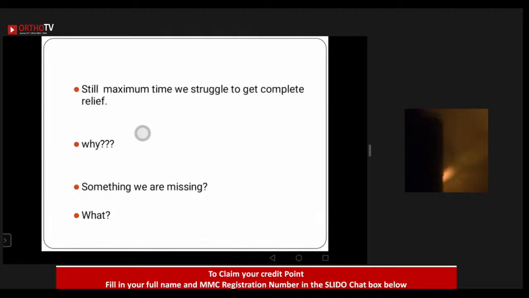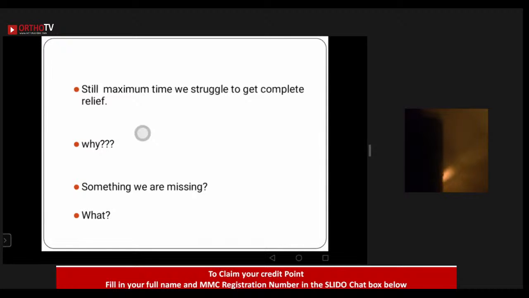So these are classic exercises for heel pain, or you can say plantar fascia. For every patient we prescribe these exercises and ask the patient to do them religiously. But even when the patient does them religiously, most of the time we struggle to get complete relief. Why? Something we are missing.